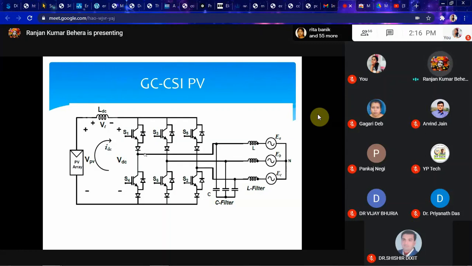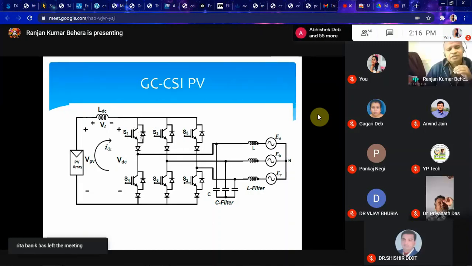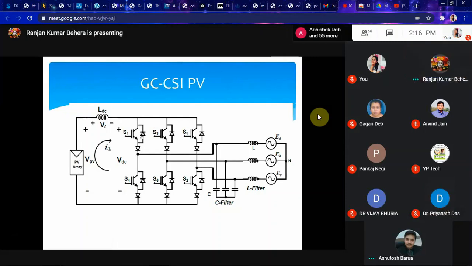And you see, for a current source inverter, you need to have a unidirectional current. Bidirectional current is not needed. Why? Because in the voltage source inverter, you can control the voltage, but you cannot control the current. Current can be in any direction. That's why you require a bidirectional switch. And in the current source inverter, you can control the current, but you cannot control the voltage.